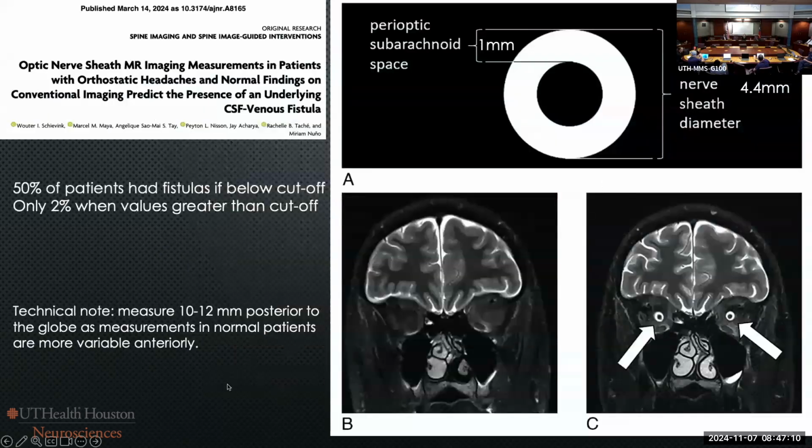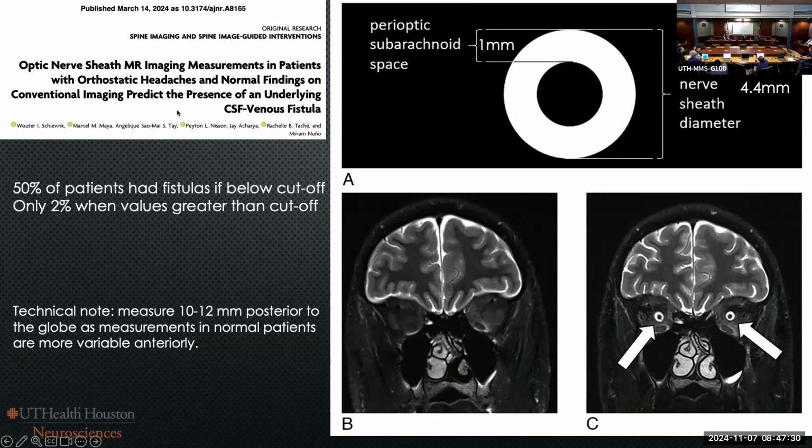And then my favorite article of the year, and when you first look at this article by Dr. Shivink, you go, okay, big deal. This is a patient who has an active fistula and we don't see CSF around the optic nerves. And now he repairs it surgically and the CSF returns. Well, so what? That's not surprising.